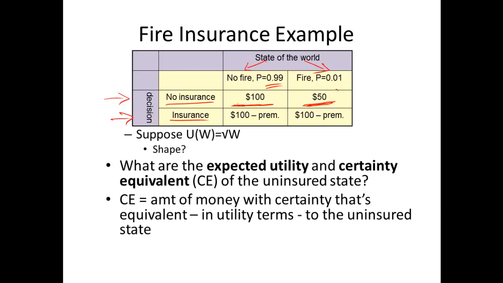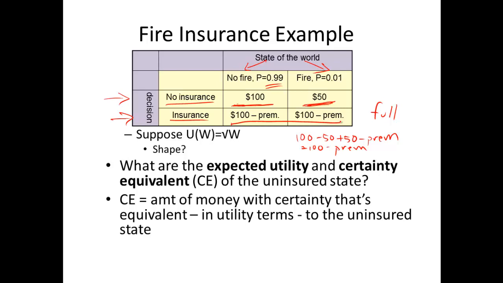Now, on the other hand, you could have insurance, and let's be clear, this is full insurance. So this means no matter what happens, you have 100 minus the premium. The premium is the amount you pay for insurance. Over here, what that means is you have 100, and then you lose 50 because there's a fire. But it's full insurance, so you get a check for 50, but of course you still have paid your premium. So that ends up being 100 minus premium. The point being, though, with full insurance, you have the same wealth in both states of the world.